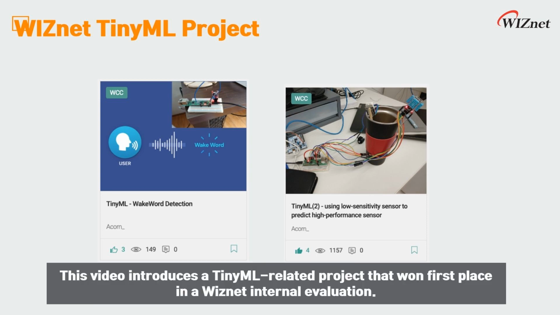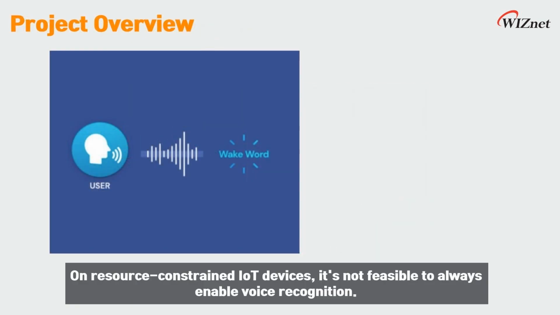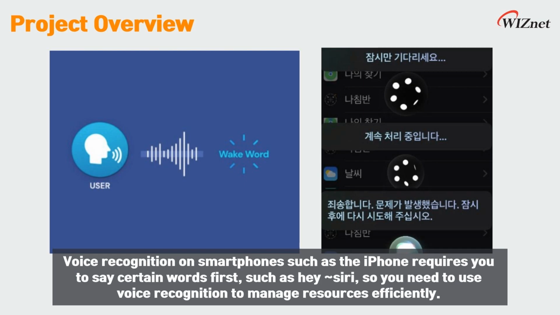This video introduces a TinyML-related project that won first place in a WIZnet internal evaluation. On resource-constrained IoT devices, it's not feasible to always enable voice recognition. Voice recognition on smartphones, such as the iPhone, requires you to say certain words first, such as "Hey Siri," so you need to use voice recognition to manage resources efficiently.